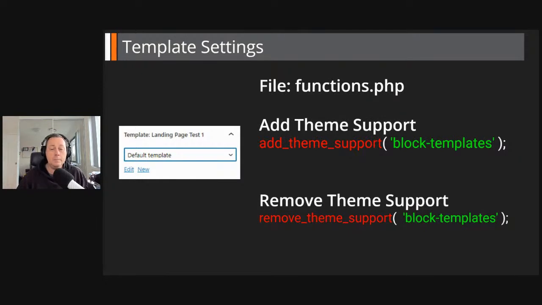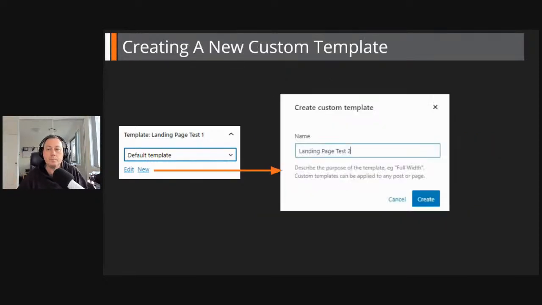So it's got a drop-down list of the current templates. If you've not got any templates, so if you're new, then it'll just be default template, and that just means it reverts back to the post or page that you're working on. Otherwise, you can edit a current template or you can create a new one. And we're going to look at doing that in a minute.